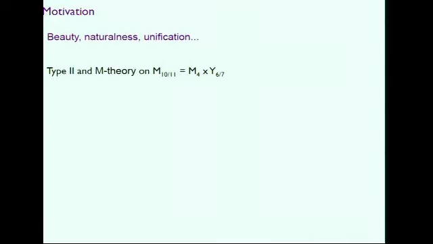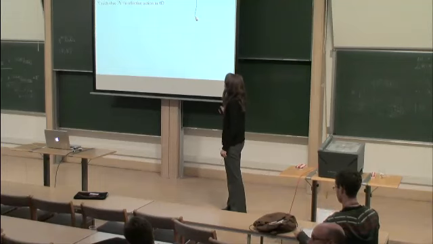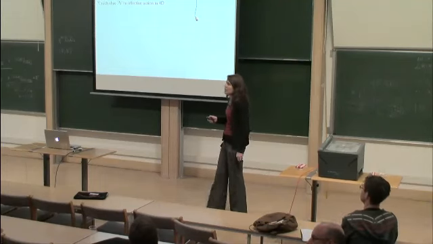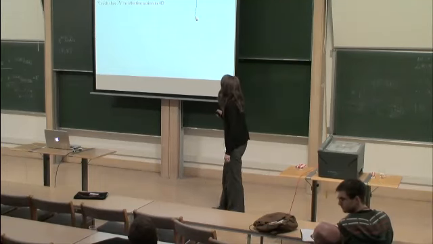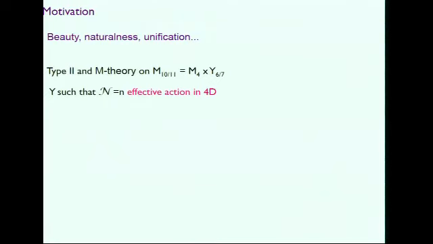So we will discuss reductions of type 2 theories and M theory down to 4 dimensions. These are done on 6 or 7-dimensional manifolds. And we will look for manifolds such that the effective action in 4 dimensions has a certain supersymmetry, N equals n. In particular, I will talk about the cases of N equals 1 and 2. But most of the things that I will say up to the examples are general.